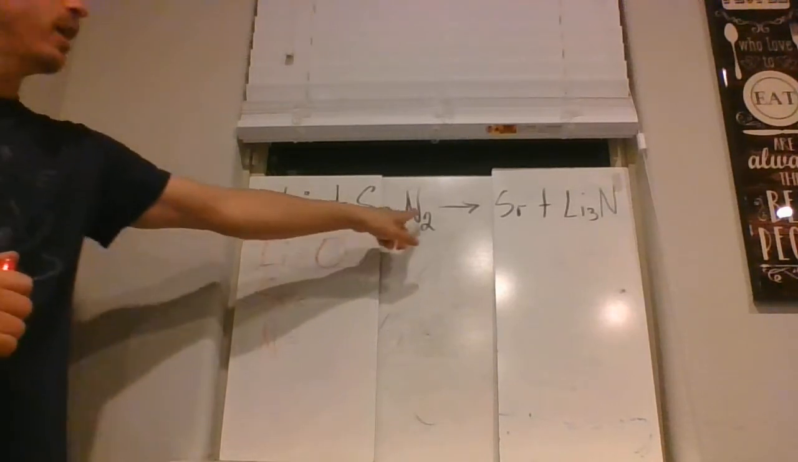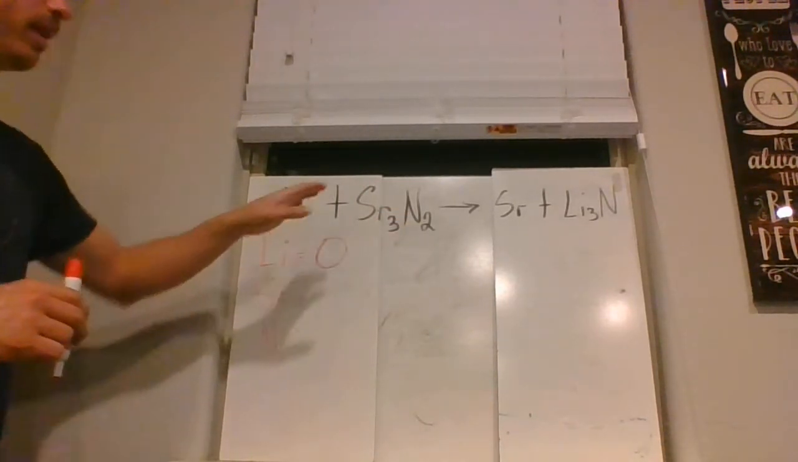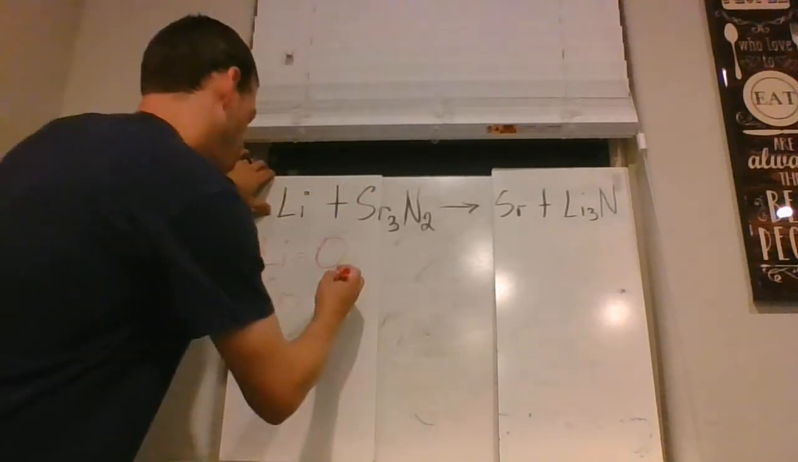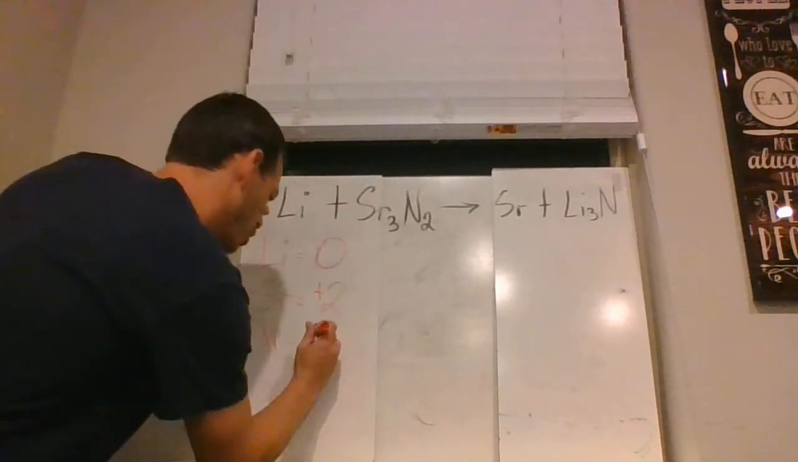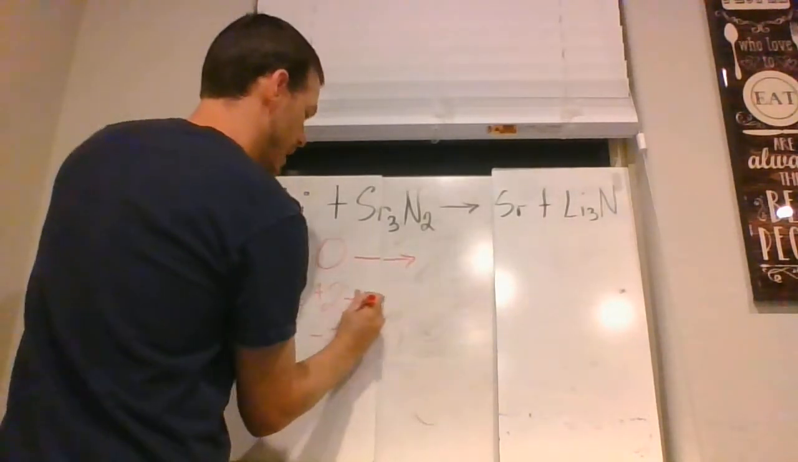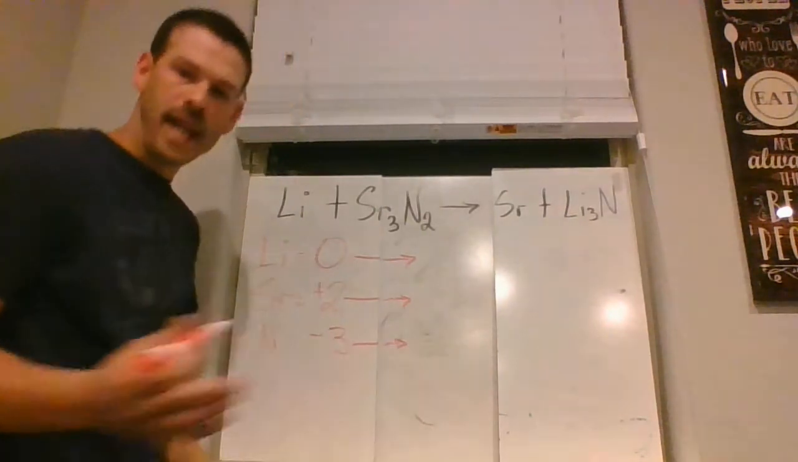Now, as I move into my compound, I've just got a binary compound here, so it's a little bit easier, but you could go through your steps and you would find out that strontium is going to have a charge when bonded of +2. Nitrogen is going to have a charge of -3. So what I've done here is I have analyzed the reactants.